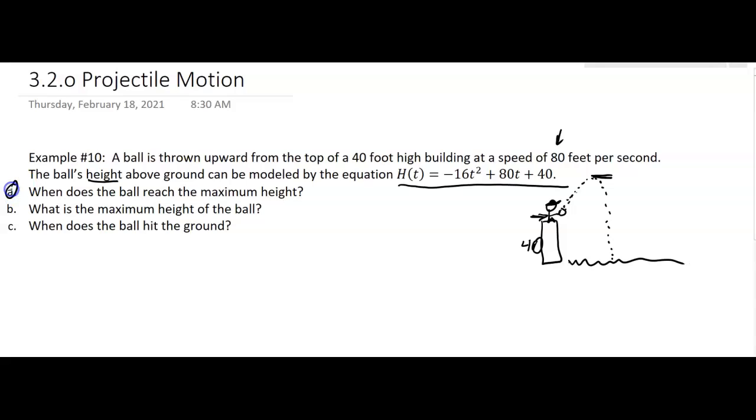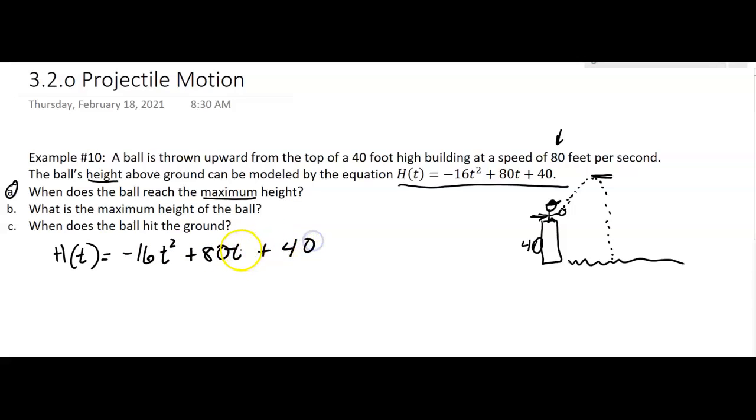Our first question says, when does the ball reach the maximum height? Now, you can see the formula is quadratic. You can also see by my diagram, it kind of makes a parabola, right? Okay, so whenever it says minimum or maximum on a quadratic equation, we're looking for that vertex. Okay, so one thing we could do with this formula, h of t, we'll just copy it down. Negative 16t squared plus 80t plus 40.